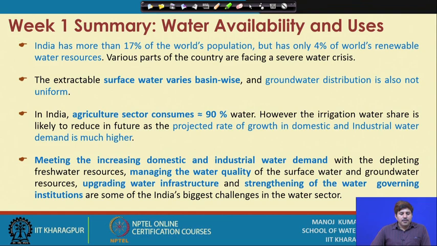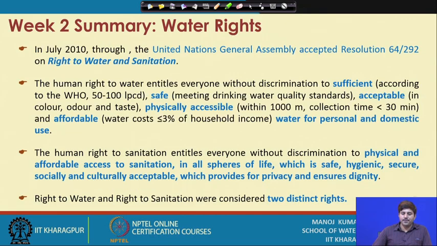Then meeting the increasing domestic and industrial water demand with depleting freshwater resources, managing the water quality of surface water and groundwater resources, upgrading the infrastructure and strengthening the water governing institutions are some of India's biggest challenges in the water sector, as we discussed during week 1.